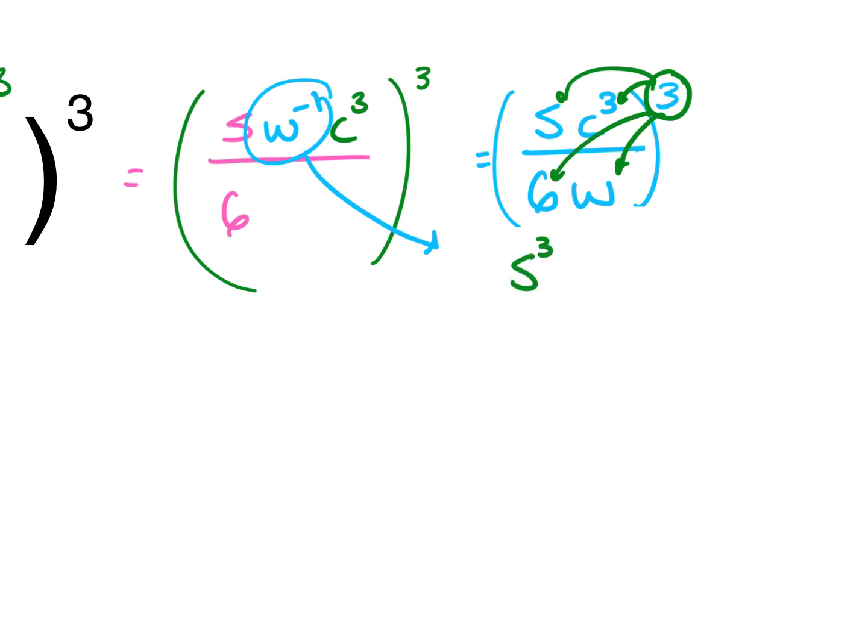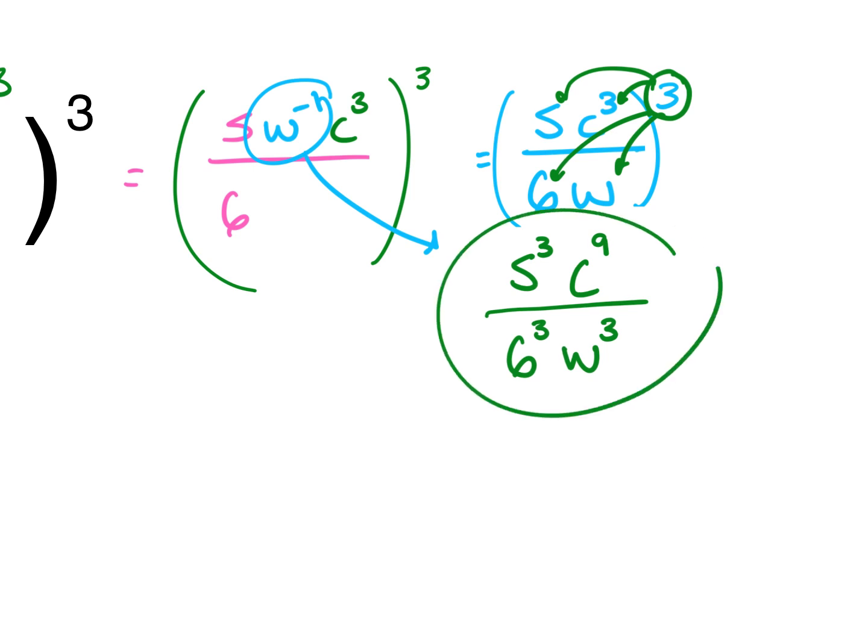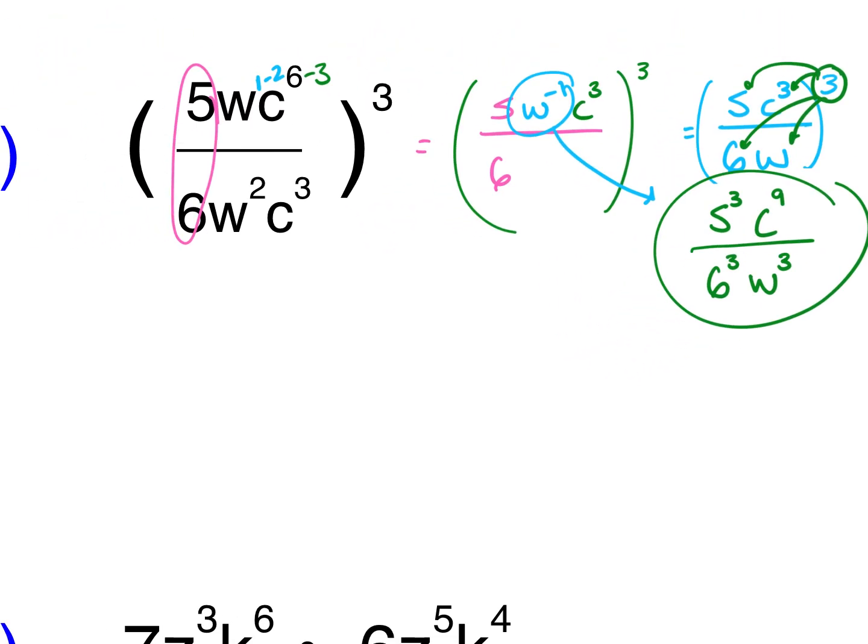So we have 5 to the 3rd power. What do we do when we have a power raised to a power? Multiply. So it's c to the 9th power over 6 to the 3rd power, and then w to the 3rd power. Perfect. So that would be our answer. Let's simplify it a little bit more.